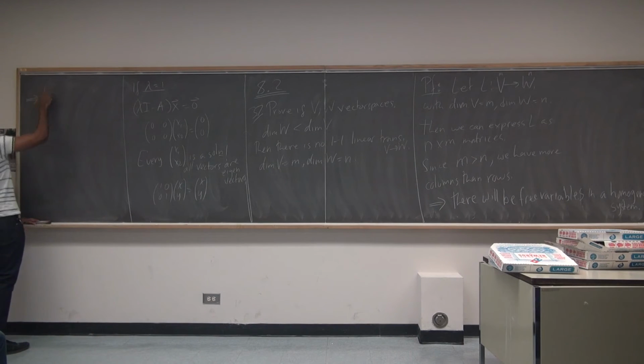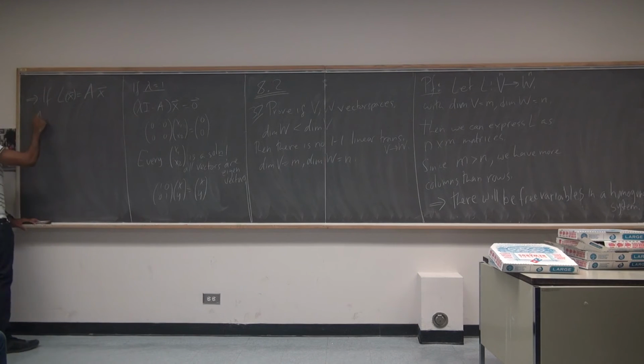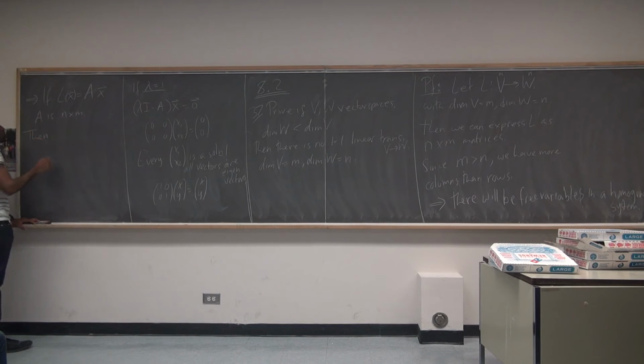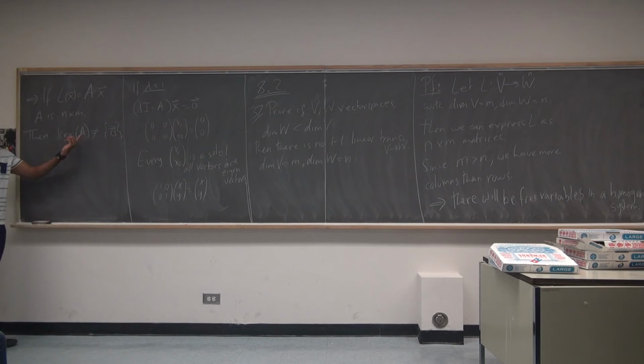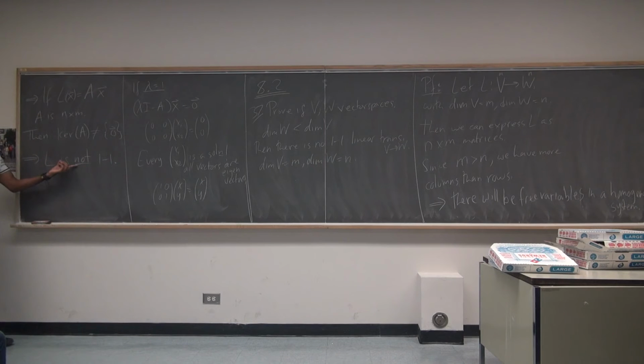This means, let me just write it down. If I define L of x to be a matrix A times x, where A is n by m, then the kernel of A will not be just the 0 vector. I'll have free variables, which means I'll have an infinite number of solutions. And this means L is not 1 to 1. Because we had a theorem that says it's 1 to 1 if and only if the kernel is only the set containing the 0 vector.